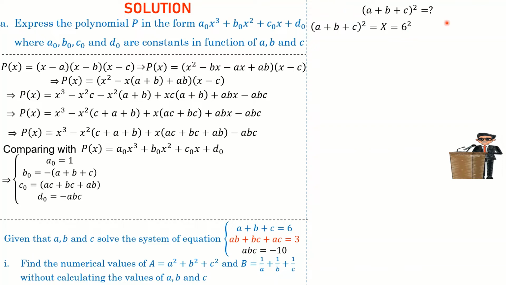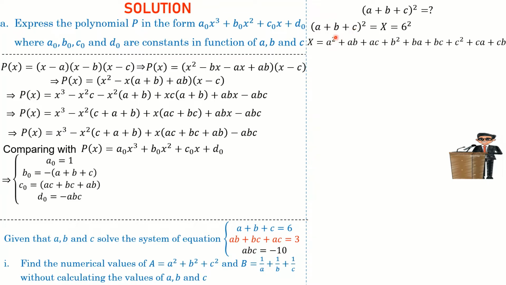Now if I let a plus b plus c all squared be X, then it is simply equal to 6 squared, because a plus b plus c is equal to 6. So squaring it, I also square the 6. Now let's look for this quantity, which is X. So our X is simply, what I do is I multiply a with itself, I multiply with b, and I multiply with c. I take b, I multiply with a, I multiply with itself, and I multiply with c. I do the same thing for c.